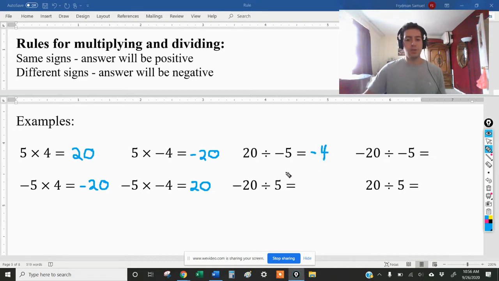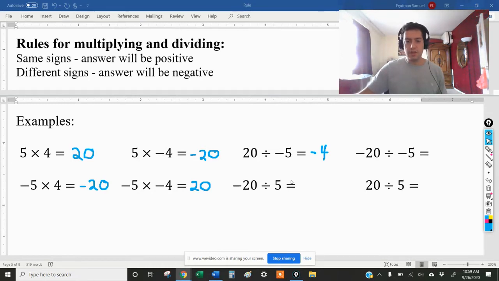So basically, to figure out where the 4 and the 20s come from, you're just doing it like you normally would. So for example, if I ignore the sign for a second, 20 divided by 5 is 4. But then I just have to remember that since the signs are different, my answer is going to be negative. Same thing over here. If I ignore the sign for a second, I know that 5 times 4 is 20, but then I just have to remember since the signs are different, my answer is going to be negative.